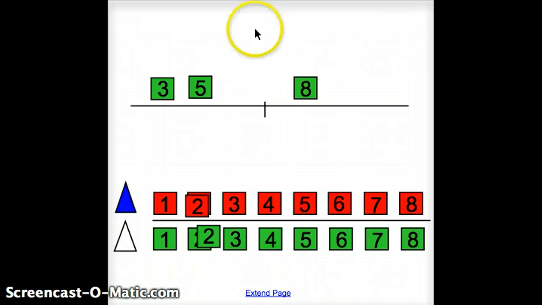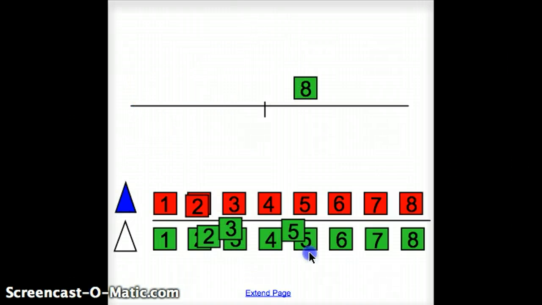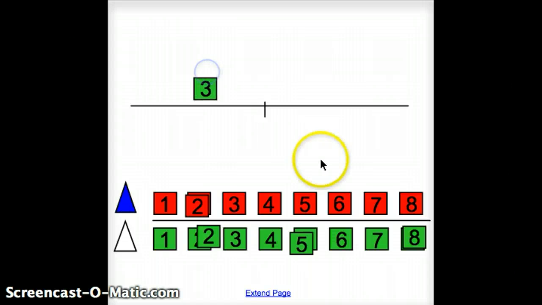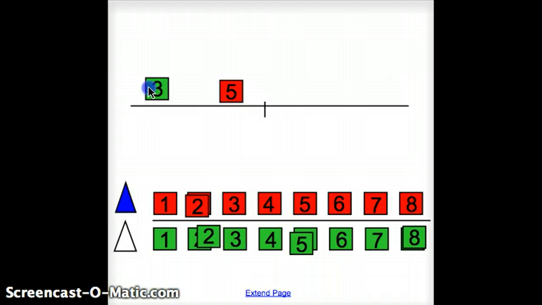Here comes another example. Let me clear this off. Let's say we have a negative 3 again and a positive 5. Now, to make this problem a little easier to solve, I'm going to change the 5 to be a 3 and a 2, because 3 and 2 equal 5. So here comes a red 3 and a red 2.